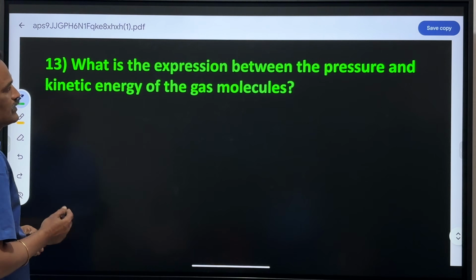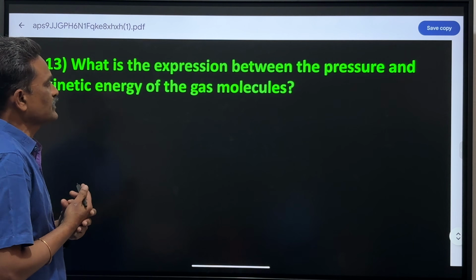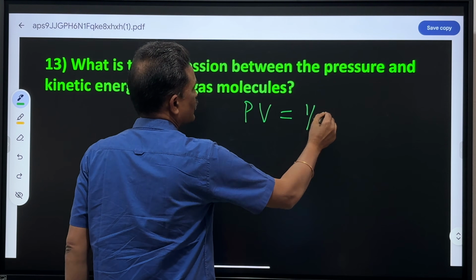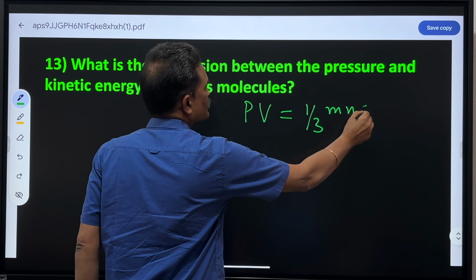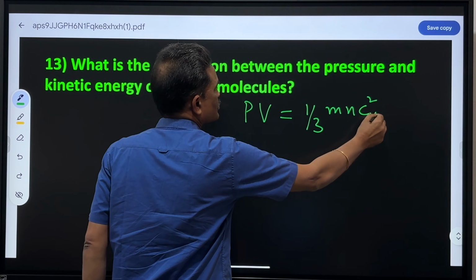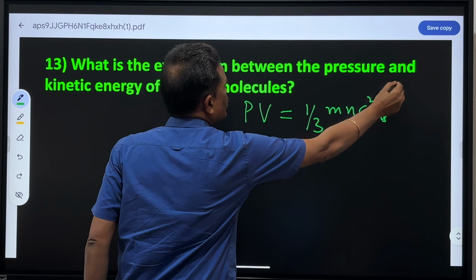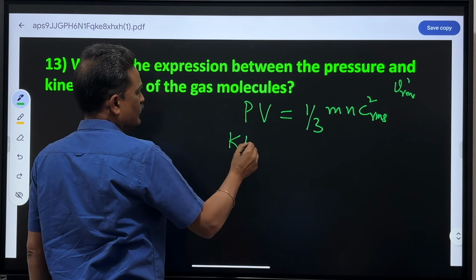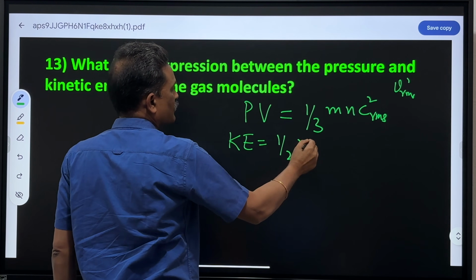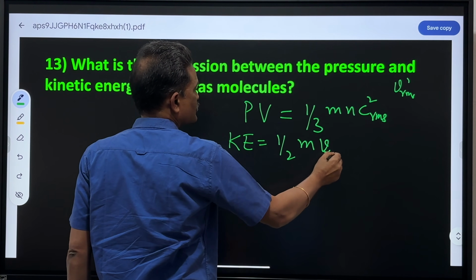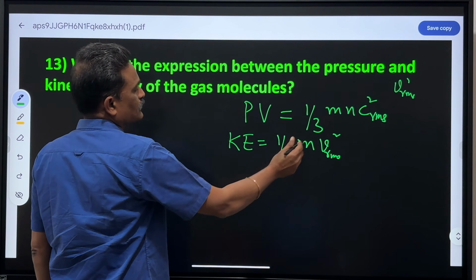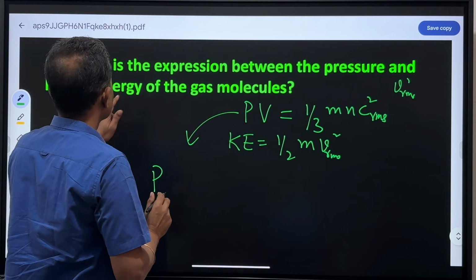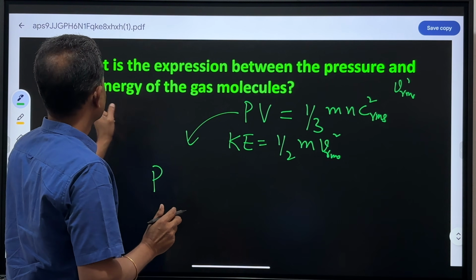What is the expression between the pressure and kinetic energy of the gas molecules? PV is equal to 1 by 3 mN c square, or this is RMS square, or you can write velocity V_RMS square. Now we know that the kinetic energy formula is half m v square. Here V_RMS square. So take this equation. He is asking the relationship between pressure and kinetic energy.